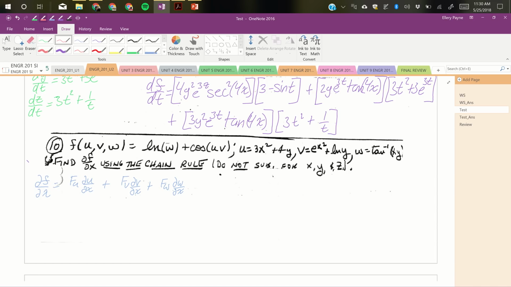Let's see, I did it in red last time for the f's. So let's see if I can get it to fit all up here. So f of u, that's the derivative of this with respect to u, which should just be, the natural log of w goes to 0. So I'm just taking the derivative of cosine uv with respect to u, which will be negative v sine uv.